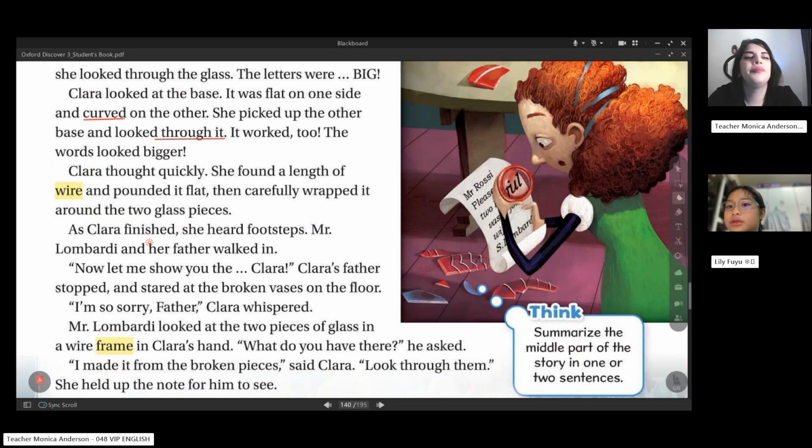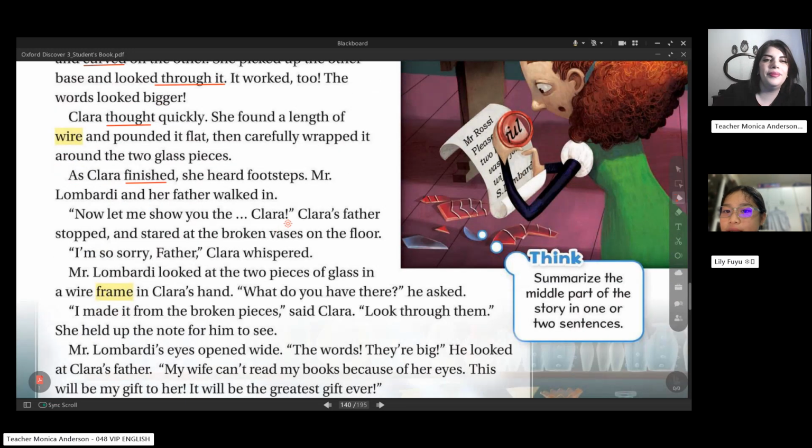Clara turned around quickly. She found the length of wire and found that it's flat. Then carefully wrapped it around the two flat pieces. As Clara finished, she heard footsteps. Mr. Lombardi and her father walked in.